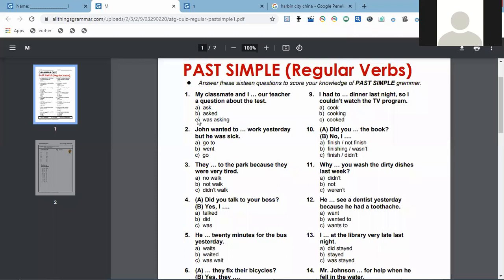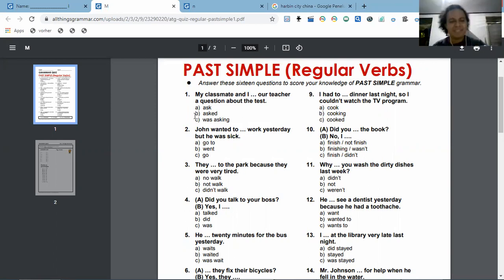Because the verb to of ask is be, and if I use was asking, I will be wrong. If there is was, I don't need to use the asking with the -ing at the back. So I think the answer is B.